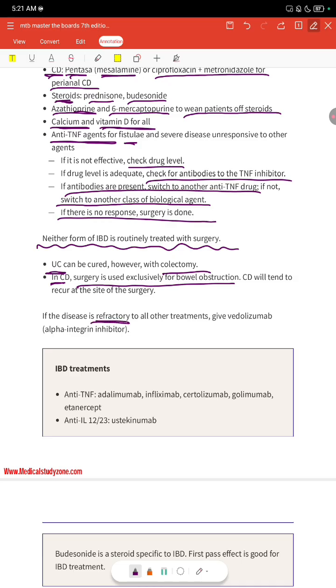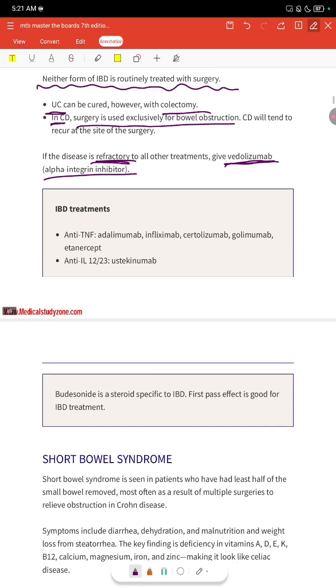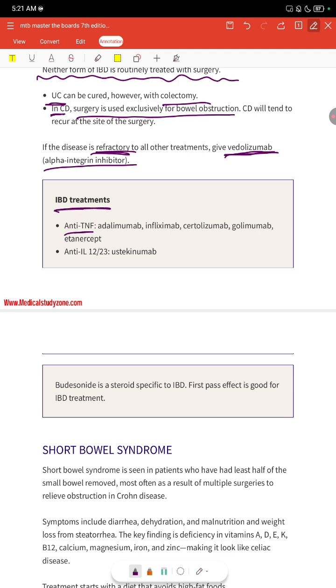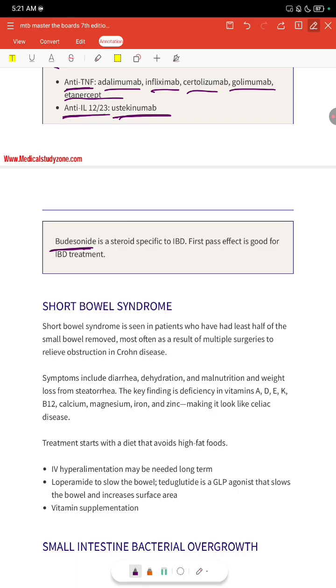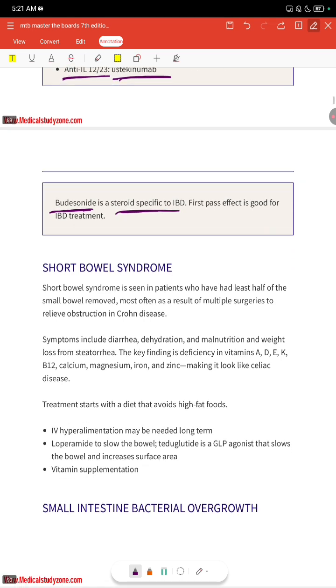If the disease is refractory to all other treatments, give vedolizumab, an alpha integrin inhibitor. IBD treatments, anti-TNF: we have adalimumab, infliximab, certolizumab, golimumab, and etanercept. Anti-interleukin 12 and 23: ustekinumab. Similarly, budesonide is a steroid specific to IBD. First pass effect is good for IBD treatment.